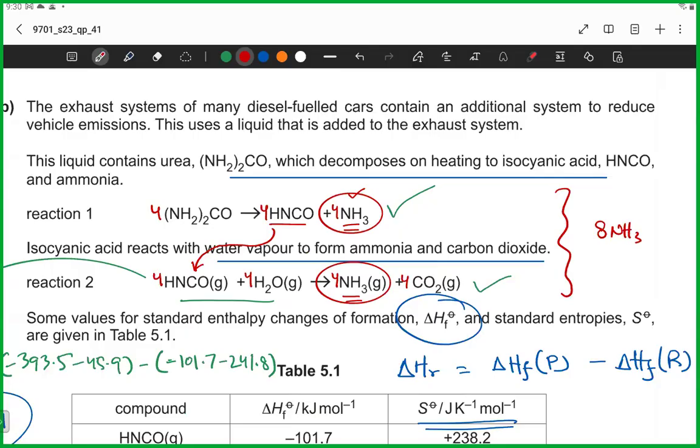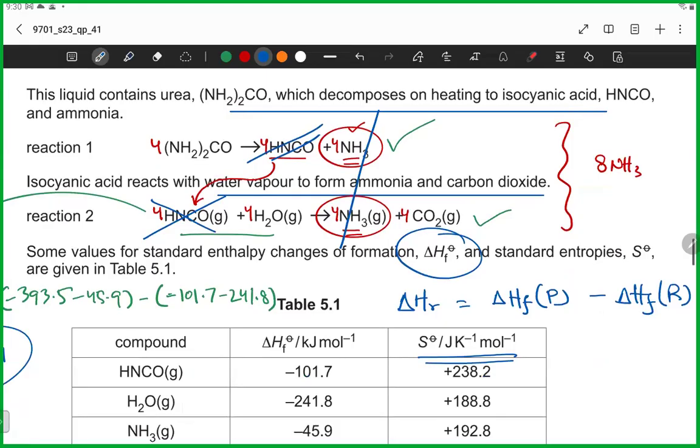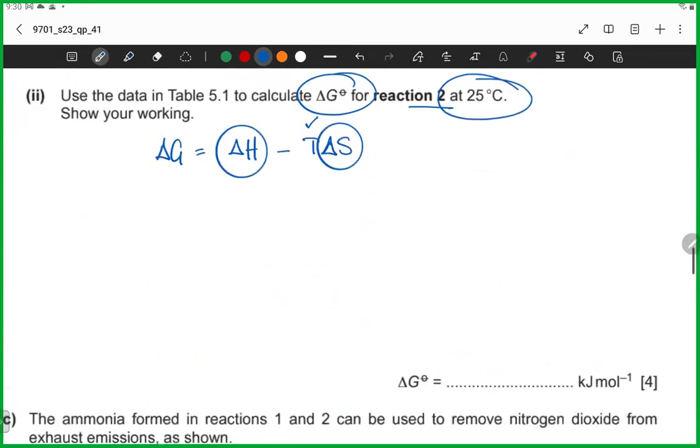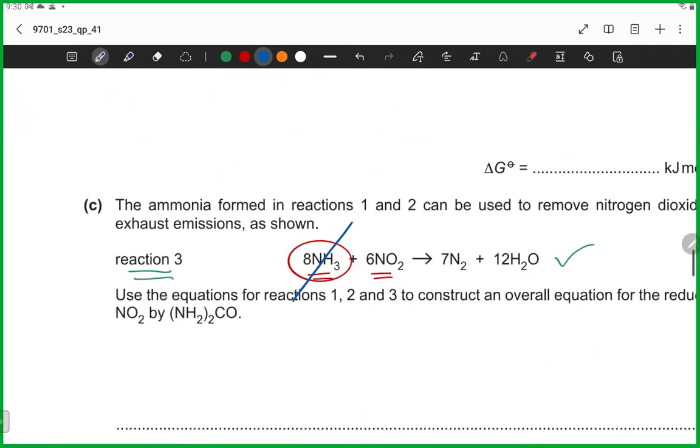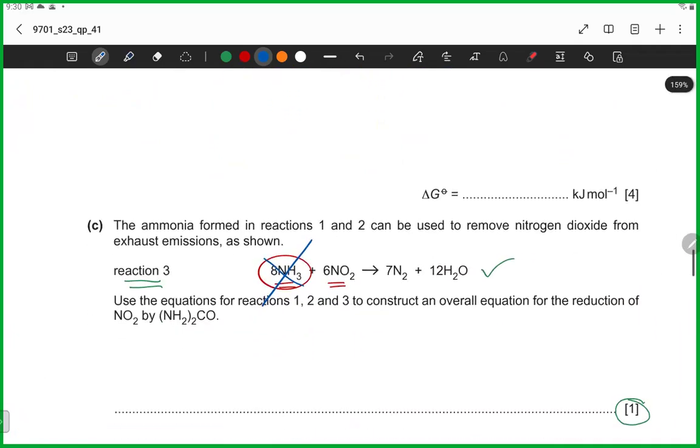So now the thing is, I need to cancel things that appear on both sides. Because overall, I'm going to cancel all intermediates. 4 HNCO were getting produced. 4 HNCO got used up. So that's gone. So then you have 4 water molecules, CO2s, and 8 NH3s were getting produced. And in the third reaction, 8 NH3s got consumed, right? So that's gone. So what am I left with? I think nothing else is getting cancelled out.